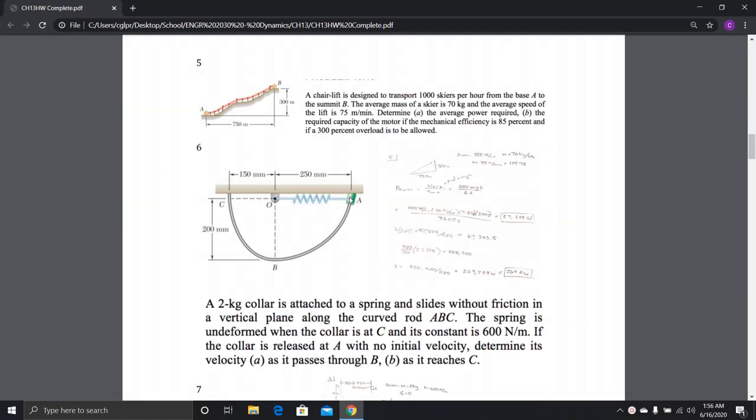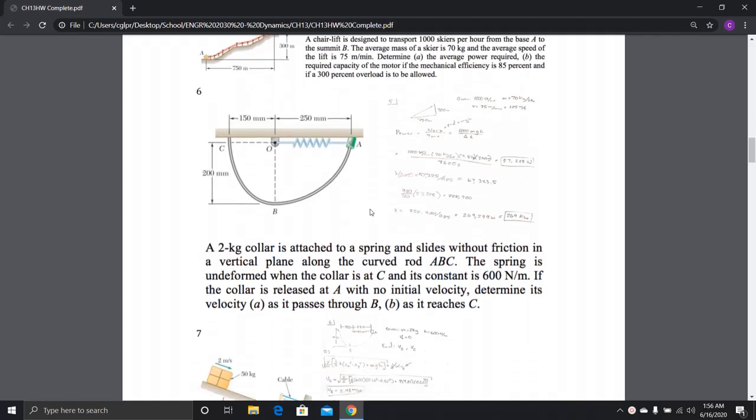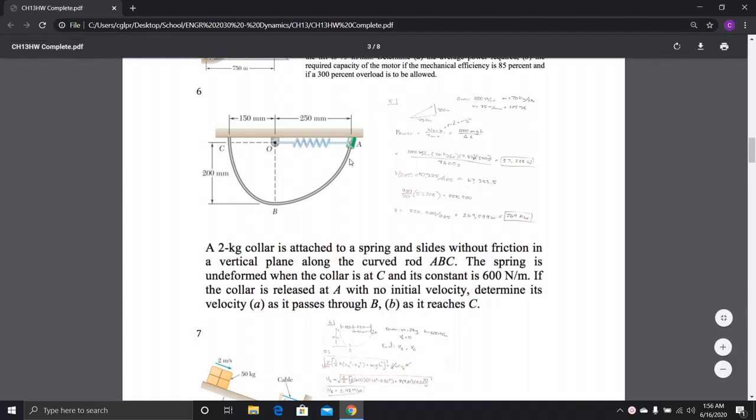For question 6, a collar is guided along a railing. The collar has a spring attached to it. The spring is undeformed when the collar is at C, as it is guided along the railing. The spring stretches. I'm given the mass of the collar as well as the spring constant. I'm asked to find the velocity as it passes through point B as well as point C, and I'm told that the initial velocity while it's at point A is 0.